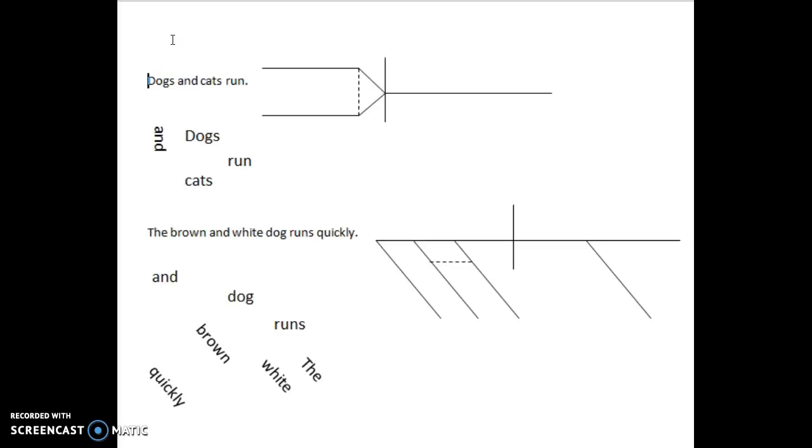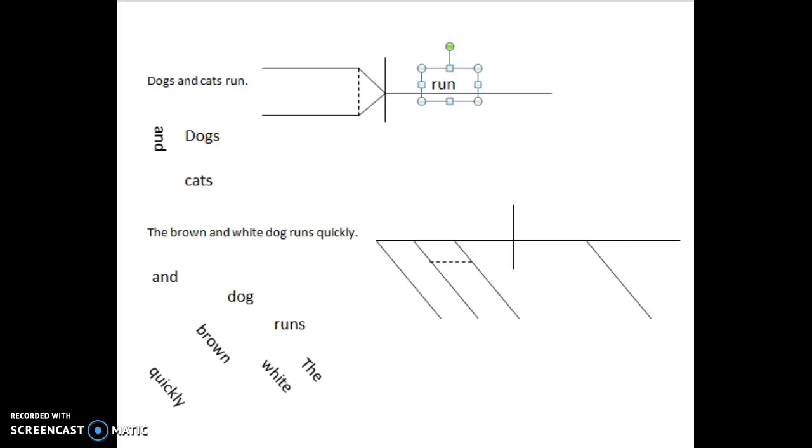To diagram this, we simply draw what my students refer to as the pencil. Notice our baseline looks a little different. It has to accommodate for an additional subject, so we split it into two lines to have room for both subjects. Because there is just one verb, the verb side stays the same, and we place run on the line.